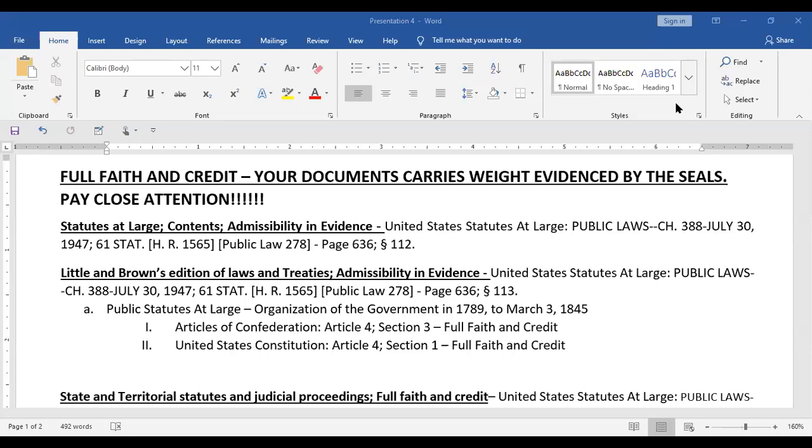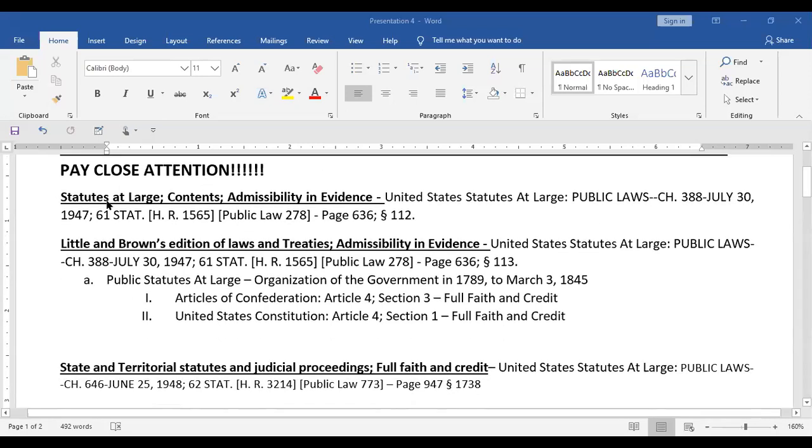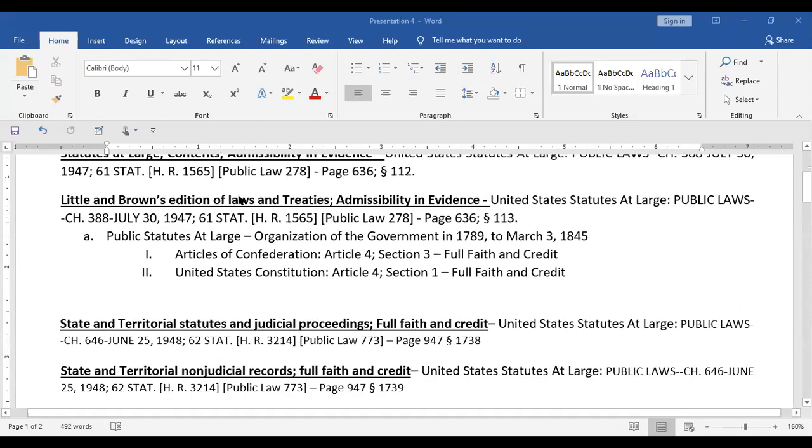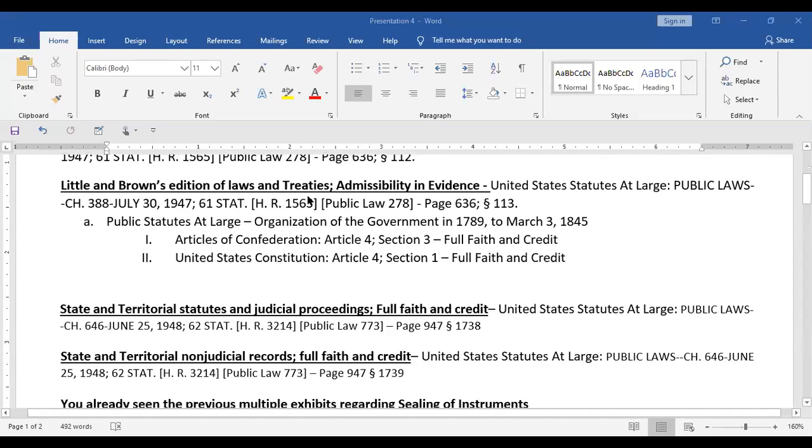All right, today's presentation: Full Faith and Credit, your documents carry weight, evidenced by the seals. Pay close attention. Again, setting the foundation with the Statutes at Large, contents, admissibility in evidence, Little and Brown's edition of laws and treaties, admissibility in evidence, supported by the Public Statutes at Large, organization of the government in 1789 to March 3rd, 1845.